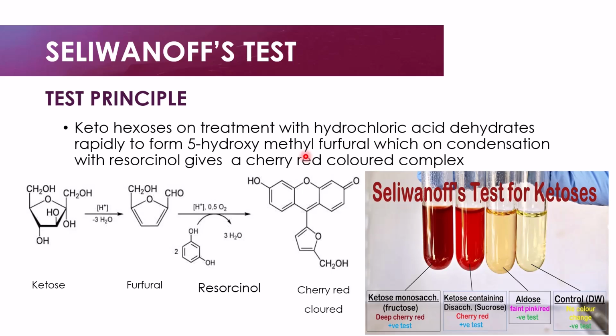Test principle. Ketoses, which are monosaccharides with ketone functional groups, on treatment with hydrochloric acid, dehydrate rapidly to form 5-hydroxymethylfurfural, which on condensation with resorcinol gives a cherry red colored complex.